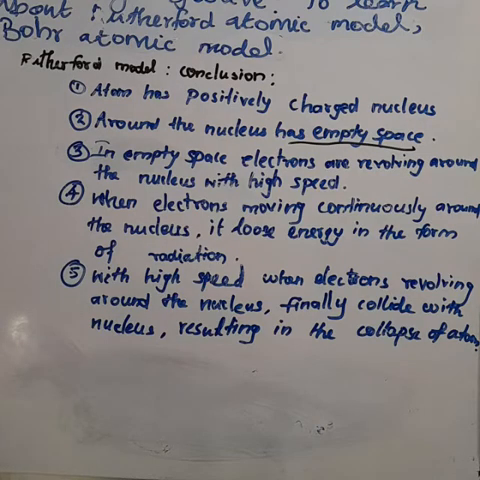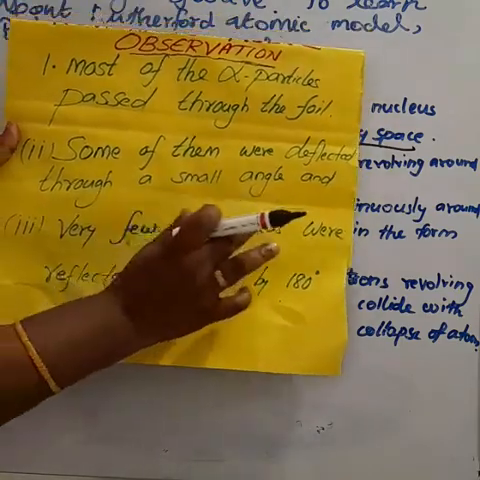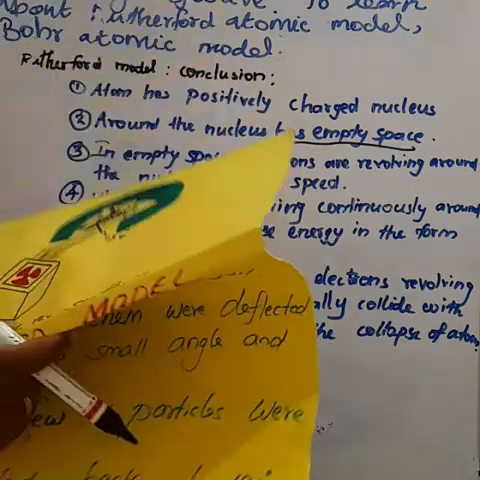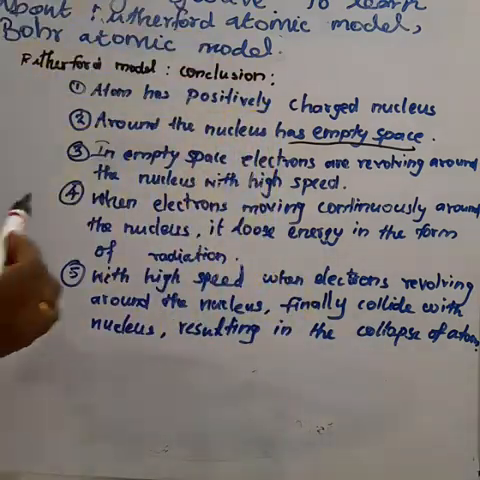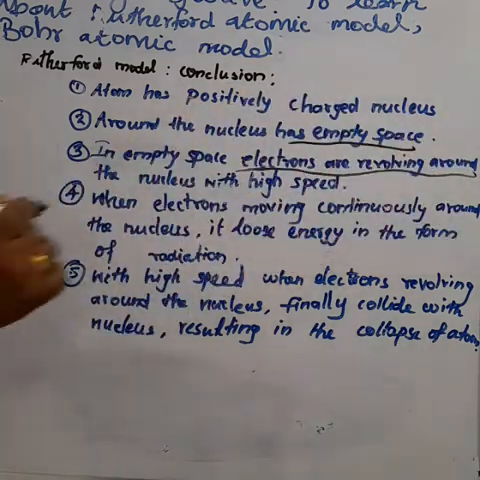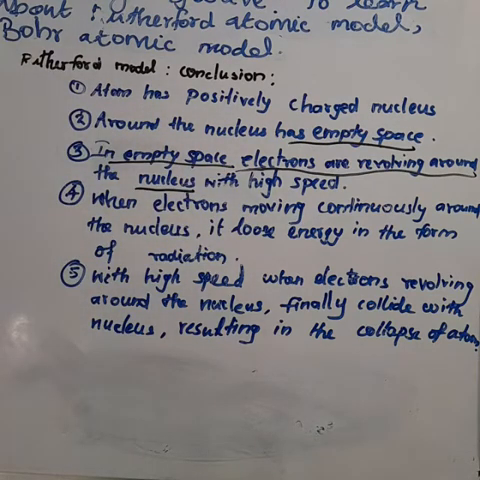And second, some of them were deflected through a small angle. Some of them reflected back because the electrons are moving continuously around the nucleus in the empty space. Through the empty space, the electrons are revolving around the nucleus. Because of that, some were deflected through a small angle.